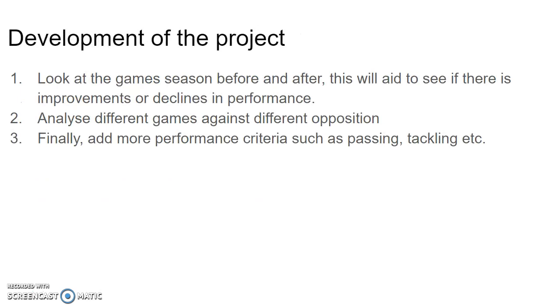Finally, what would I do to develop my project? Firstly, I would look at the games the season before and after the analysis. This will aid me because I can see if there were any improvements in their game. So if I analysed them in 2017 and then analysed them in 2016, it would show if there were any improvements or not, if they got more points or the players were working harder or there were more passes in each game or even more shots. This would show a difference in play and certain things like that.